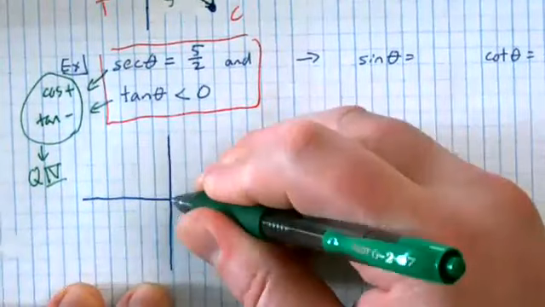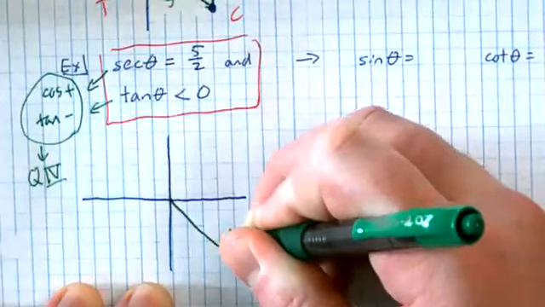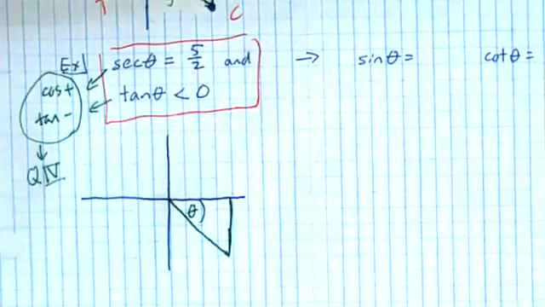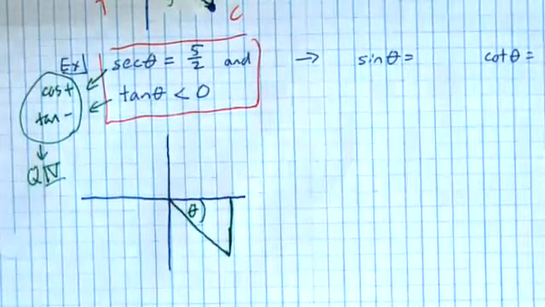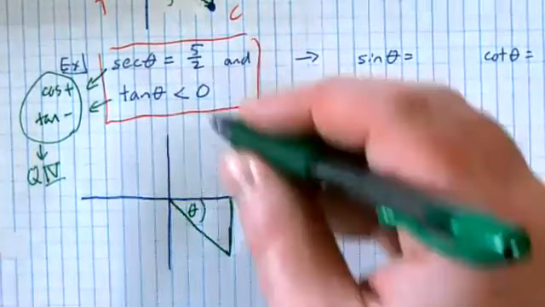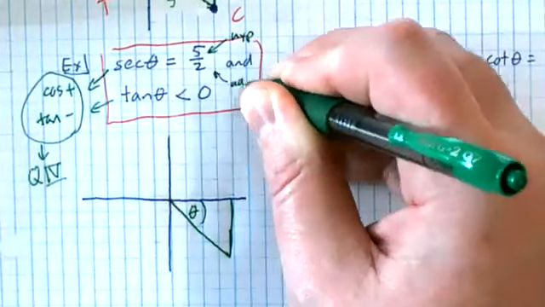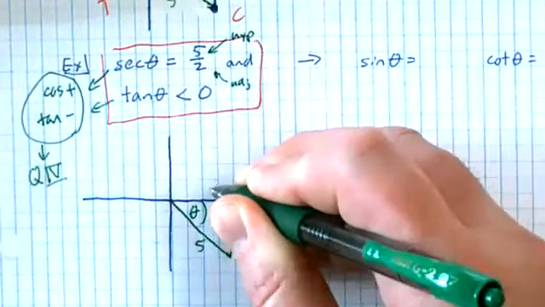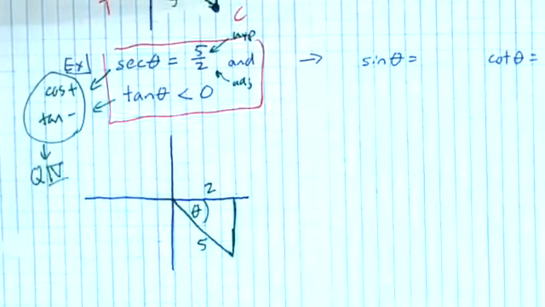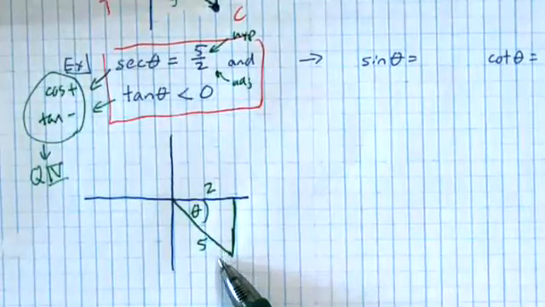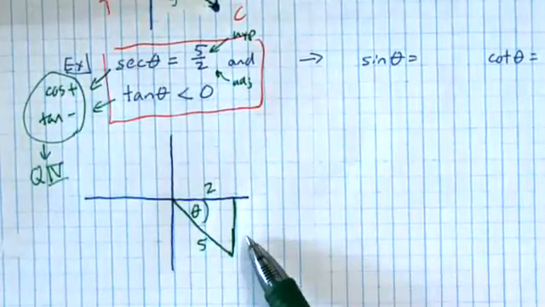So I'm going to draw my reference triangle down here in quadrant 4. I don't know theta, but I know it's going to be right there. And then we've got some numbers we can put in there. So secant is what over what? That's hypotenuse over adjacent. So 5/2. All right. And I'm hoping this is looking kind of familiar because we spent a couple homework assignments on it. Once we have this, we need to find our third side, and then we can find all this stuff.